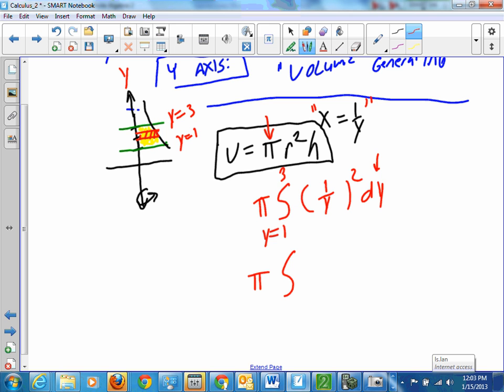So 1 over y squared. Well, let me just write that as y to the negative 2. Now this becomes a pretty manageable problem. So what's this integral? Negative 1 over y, because that becomes negative 1. And we just need to evaluate it between 1 and 3, and then multiply that answer by pi.